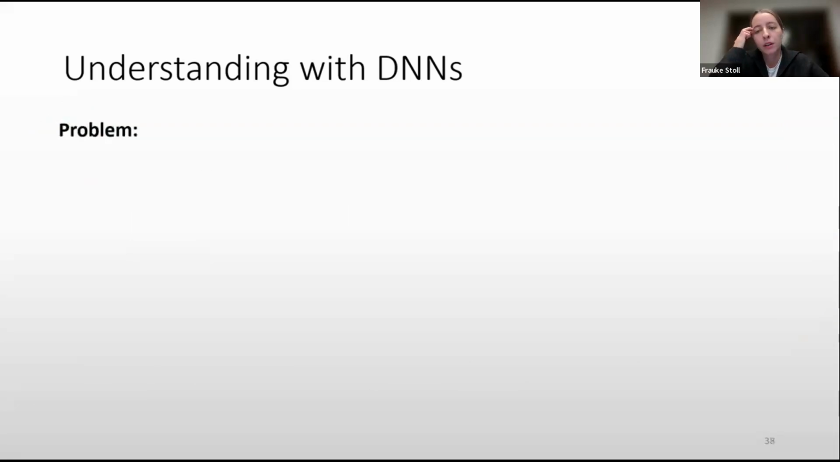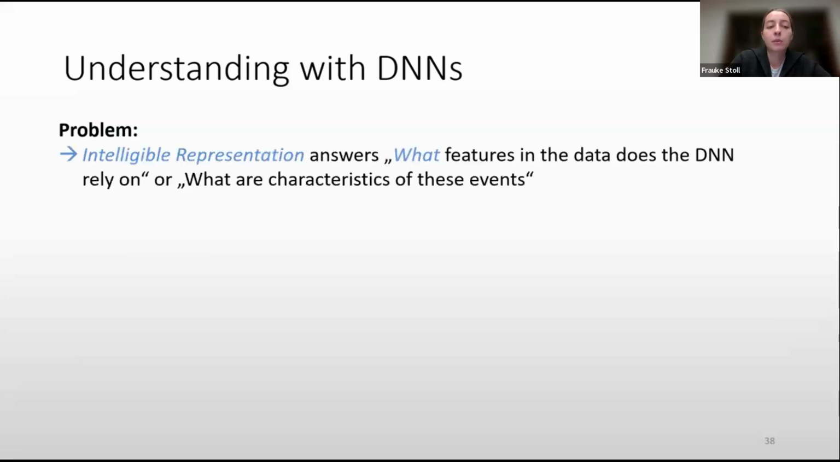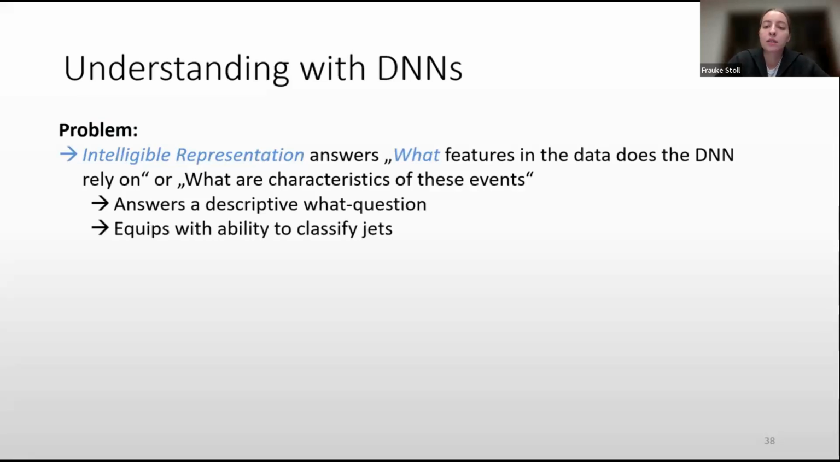So the problem for explanatory understanding with deep neural networks in such cases is that the intelligible representation we gain from this method we just looked at only answers what features in the data the DNN relies on, or what the characteristics of these events are. So it only answers a descriptive what question. It describes the data and does equip one with the ability to classify jets. And it is a first step to explanatory understanding with, but in a way, what we gain here is something like a phenomenological model, because we have only answered what happens and not why.